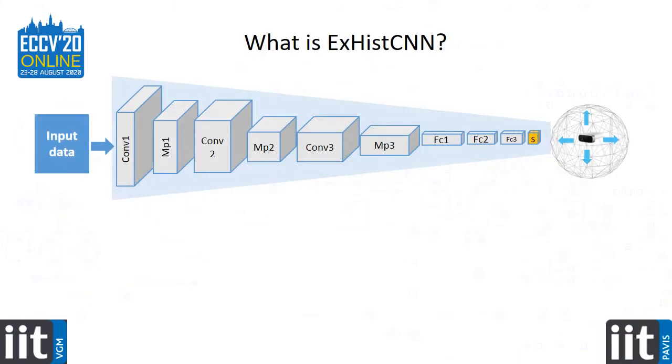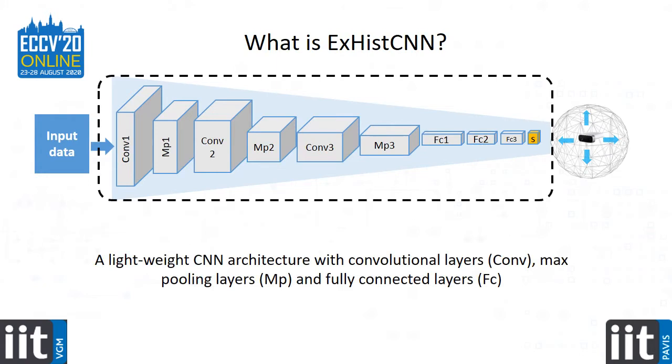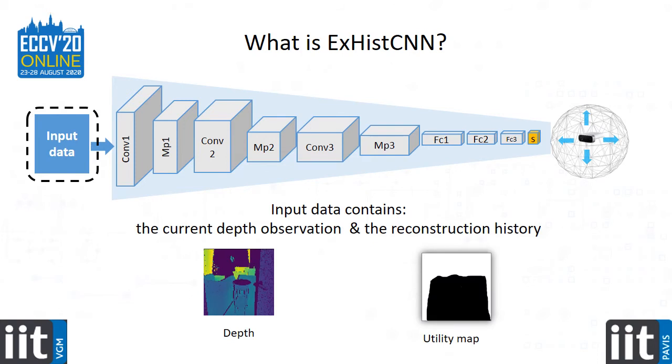We now introduce our proposed ExHistCNN. ExHistCNN is essentially a classifier for the NBV direction. The network architecture is a lightweight CNN with 3 convolutional, max pooling, and fully connected layers. The network output is one of the 4 candidate directions: up, down, left, and right. The input data contains both the current depth observation and the reconstruction history in the format of a utility map.